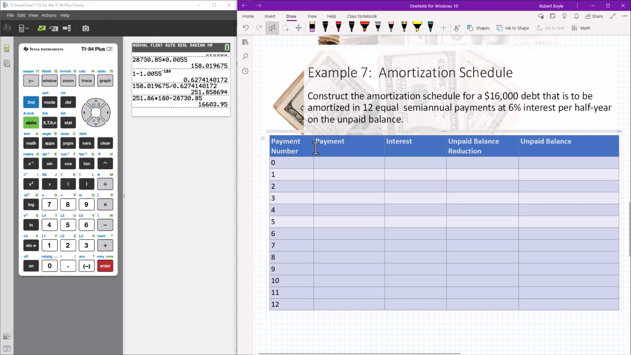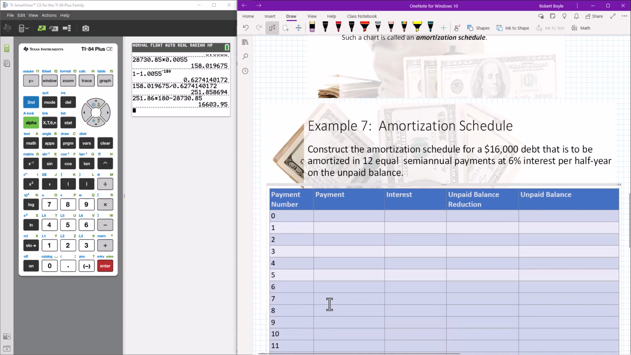And this is your schedule. Notice, look what we have here. We have the payment number. We actually have your payment, your monthly payment, or your periodic payment, your interest, your unpaid balance deduction, how much your unpaid balance goes down, and your unpaid balance. And one of the primary entries we have here is your payment. And before we can put in our periodic payment, we need to figure out what this is. But to be precise, this right here is PMT, and we need to figure that out.